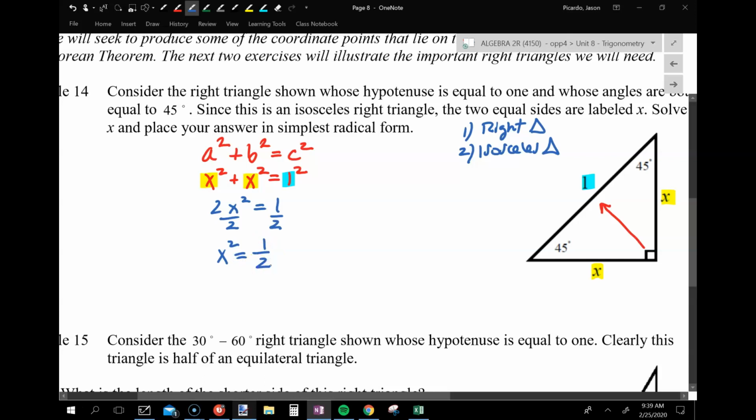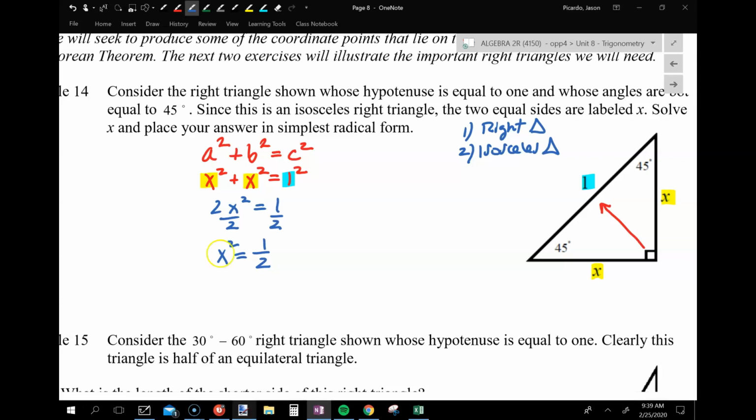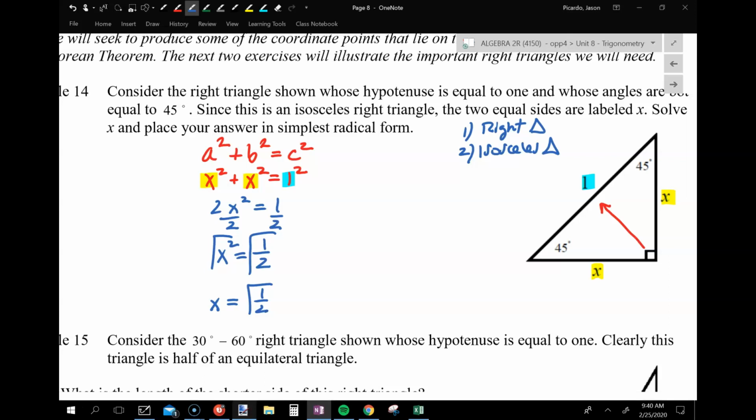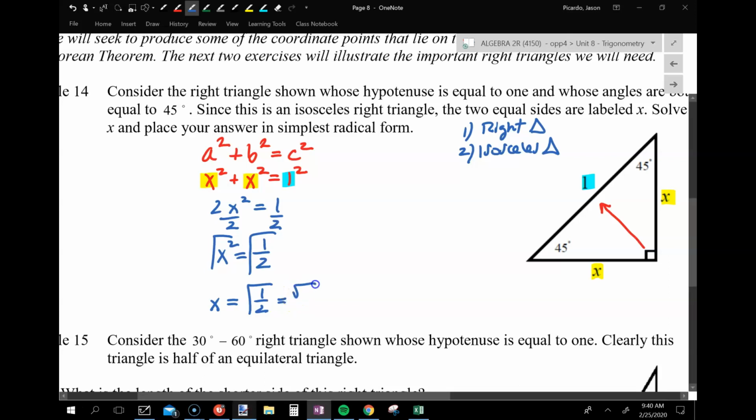All right, so I get x squared equals a half, right? How do I get rid of the square? Square root, of course. And I get the square root of a half. We don't like that, do we? We don't like fractions, right? Do you guys agree that that's the same as this? What did I do? I just put the radical on both, right? What's the square root of 1? Okay, so now it's that, right?